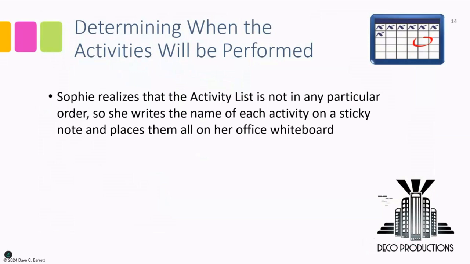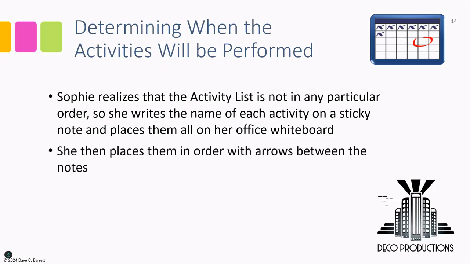Okay, during that video, Sophie realizes that the activity list is not in any particular order. So she writes the name of each activity on a sticky note and places them on her office whiteboard. Again, a low-tech solution is used here, and it can be quite effective because sticky notes can be moved really easily around a whiteboard. She then places them in order with arrows between the notes. So using an erasable marker, she can draw arrows between them and really show the order of the work.